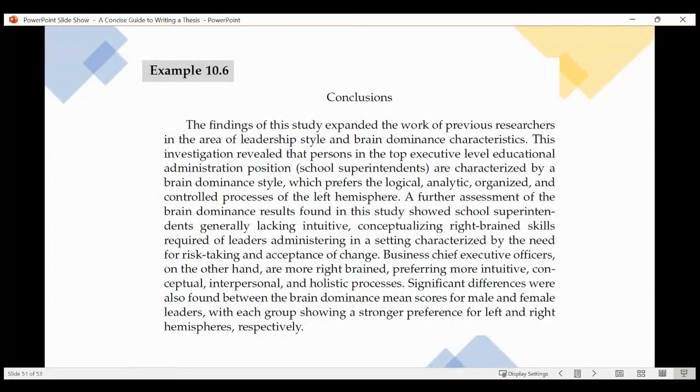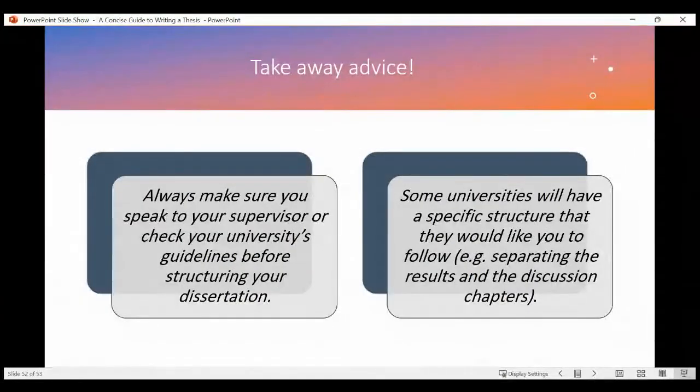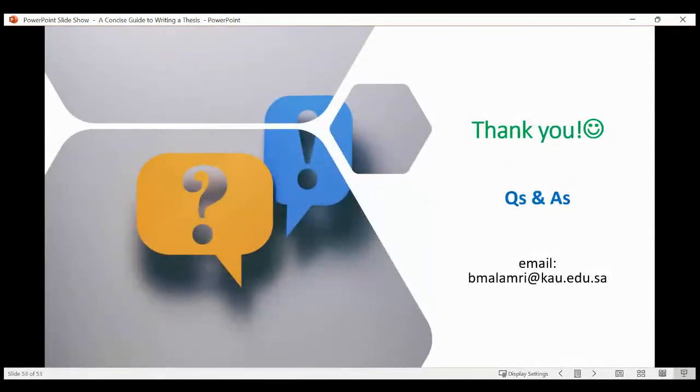Look at this example here, a conclusion and takeaway advice. Again, consult your advisor, your committee chair, and also your university manual to see the structure of your dissertation or thesis. That's it. Thank you for listening, and thank you for attending the workshop.